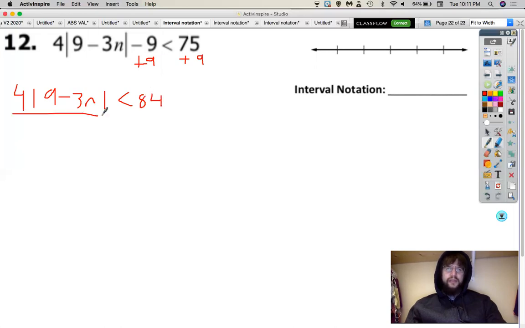Divide through by 4. Don't go flipping on me. The absolute value of 9 minus 3n is less than 21. Use a calculator for the second arithmetic.